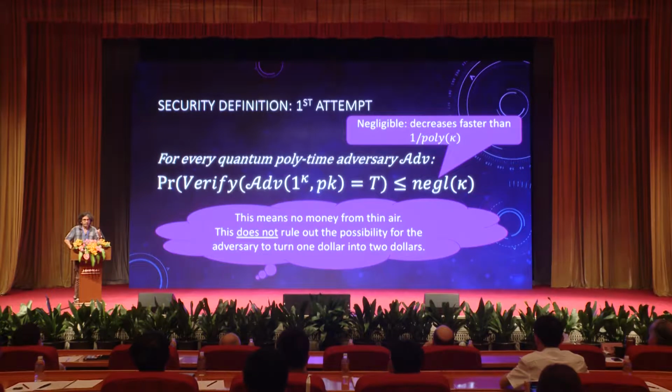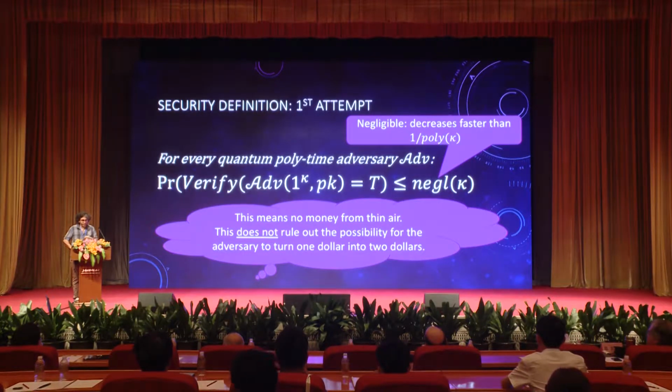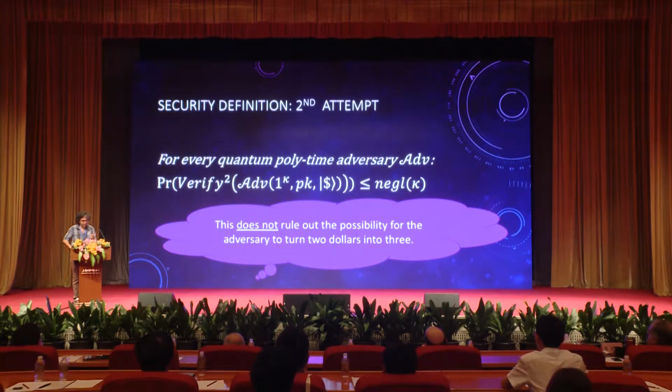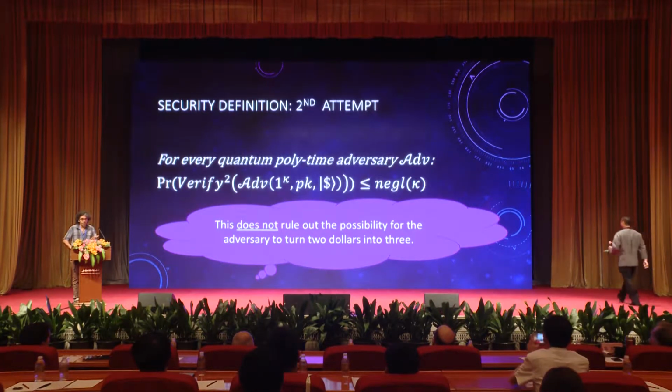And again, it means that there is no way to print money from thin air, but perhaps there is a way to, say, make $2 out of $1, which again would be problematic, right? So this is our second attempt. Here, verify squared just means apply verification to these 2 copies that the adversary tries to make. The adversary is given 1 quantum money state, and he should not be able to produce 2 valid quantum money states. Perhaps he could, but then the probability should be negligible.